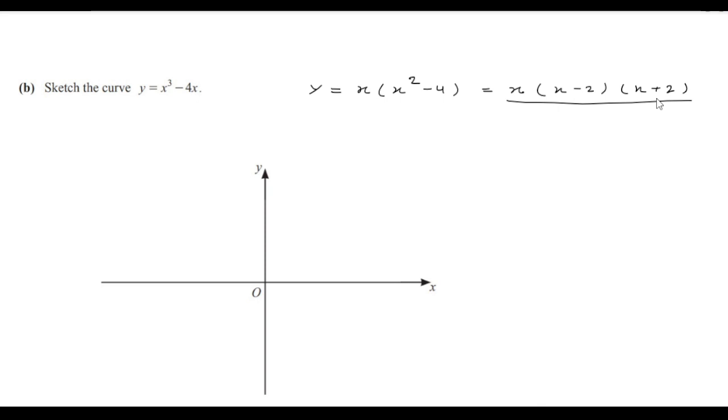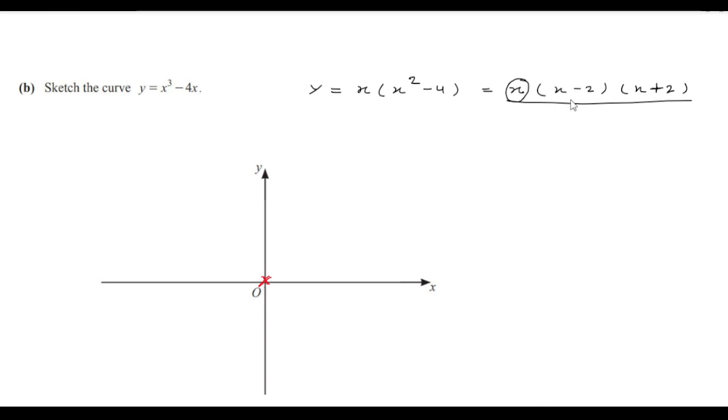Okay. So what I observe is that this function has three critical points. Now critical point means where it cuts the x-axis. So if I take x equals 0, this whole expression will become 0. That means my y value will be 0. So this is one point which is on the graph.